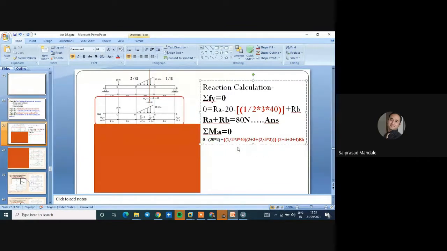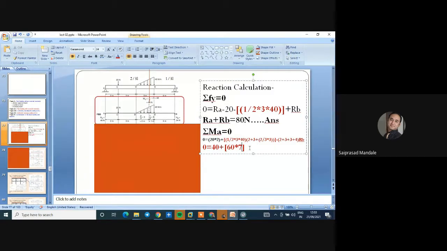Let me do the calculations. Okay, 0 is equal to 20 into 2 is 40, plus half into length into width is 60, plus. So here it is 2 plus 3, it is 5, into now. It is not plus, this is into. This is 2 plus 3 is 5, and 2/3 into 3. 3 gets cancelled, so 2. 2 plus 3 plus 2 is 5, 7.